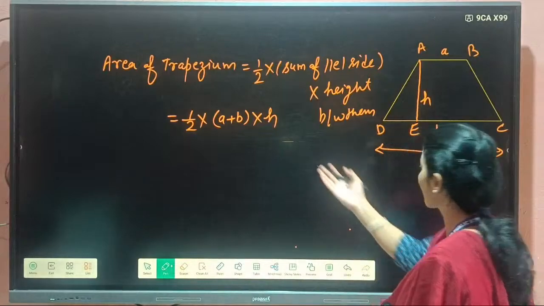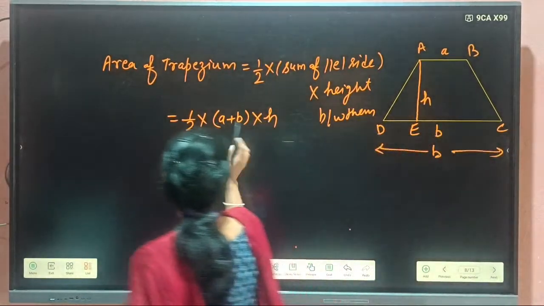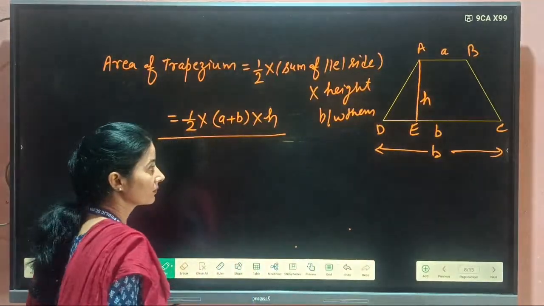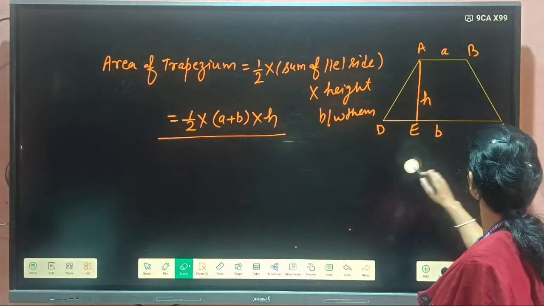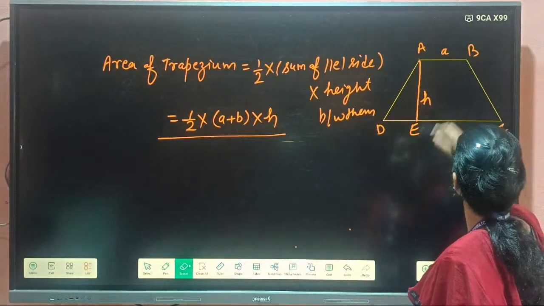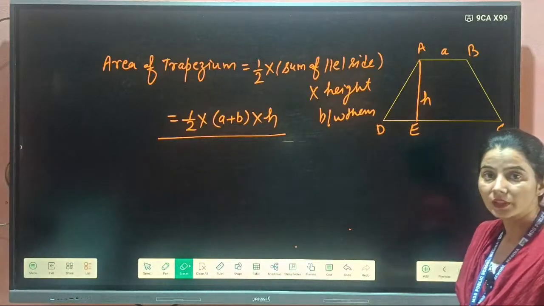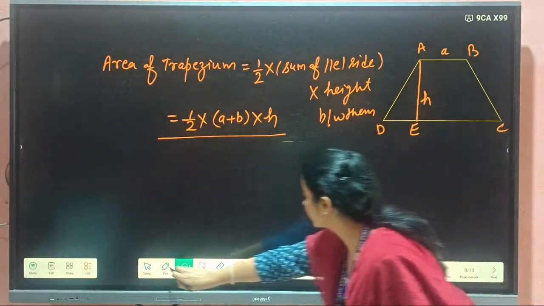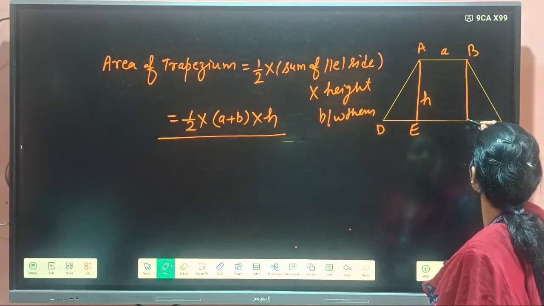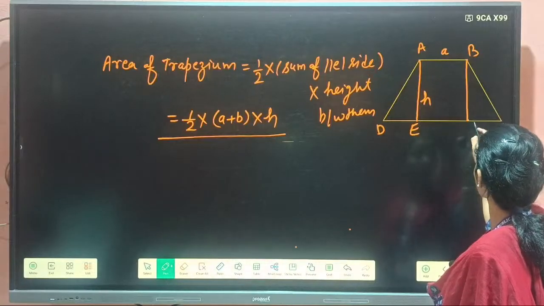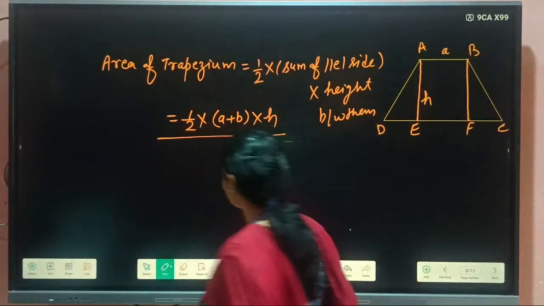Now see how we can prove this area, 1 by 2 into the sum of parallel sides into the height between them. Let us see how we can prove this one. Let us divide this trapezium into two triangles. One triangle is this and the second triangle is this one. Say this point is F.